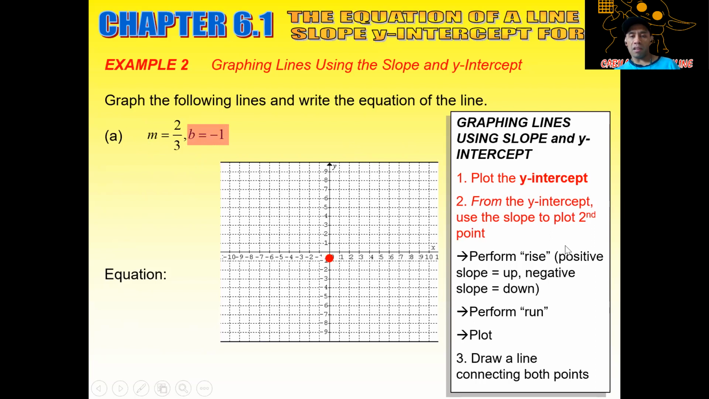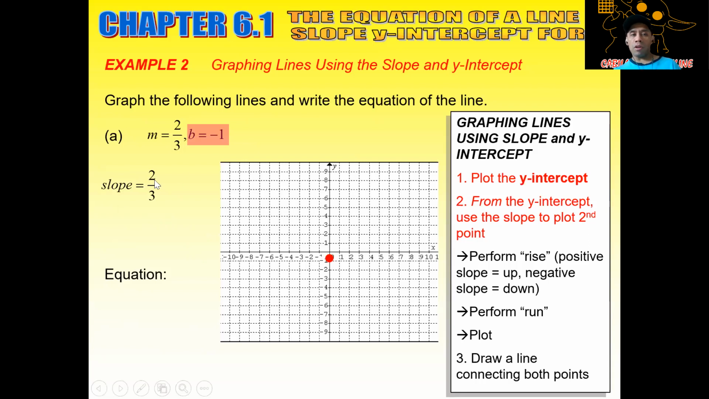And the way we're going to do this is we're going to use a slope of 2/3. Now, before we draw this line, let's think about what this line will look like. Well, since it's a positive slope, what we're going to have here is a line that's going up and to the right. Now, the question is, by how many are we going to go up and how many are we going to go right?